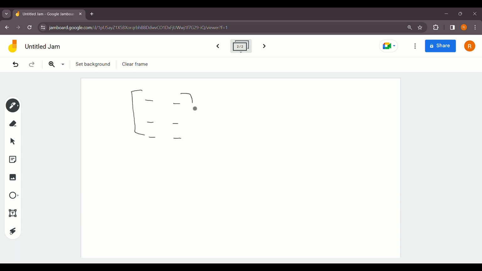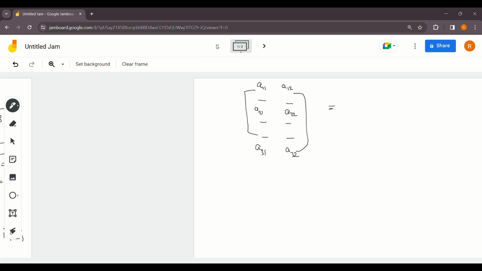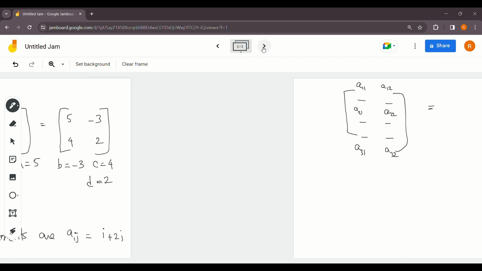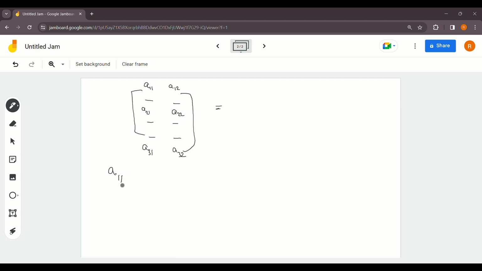So this is a skeleton. Here you can see this is A11, this is A12, this is A21, this is A22, this is A31, and this is A32. If you construct a matrix like this, then it will be very easy for you. Now you can substitute i and j. In this case, Aij is equal to i plus 2j. If you substitute i as 1 and j as 1, you will be getting 3.